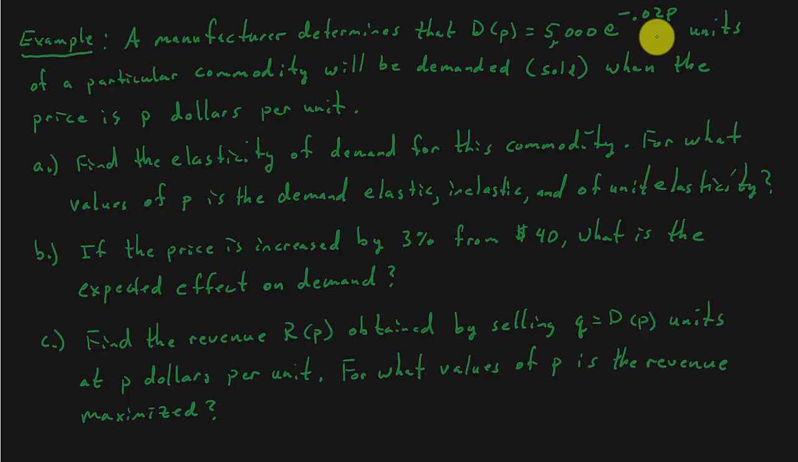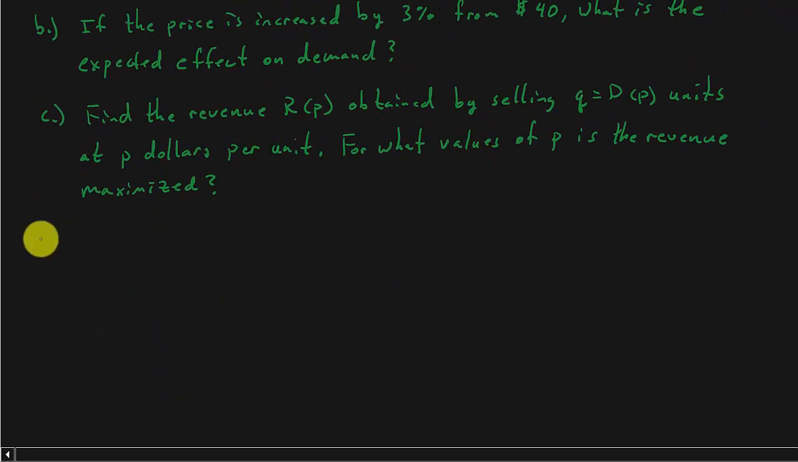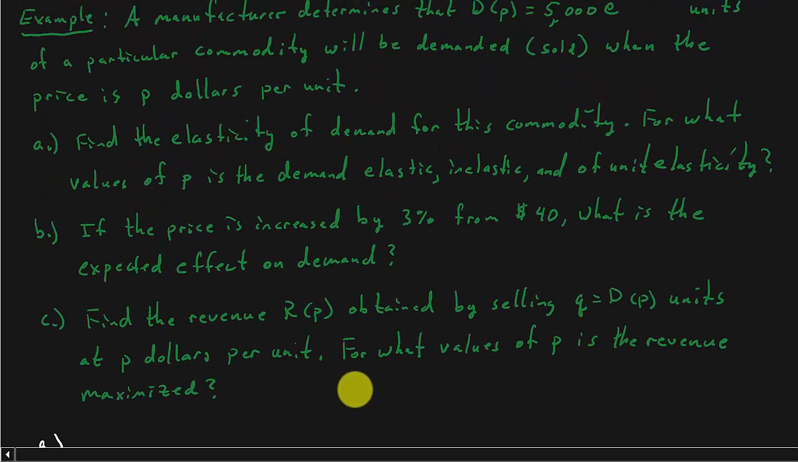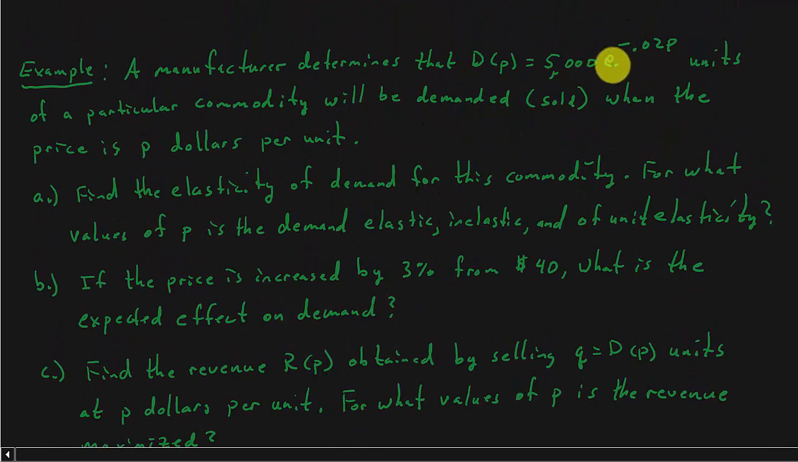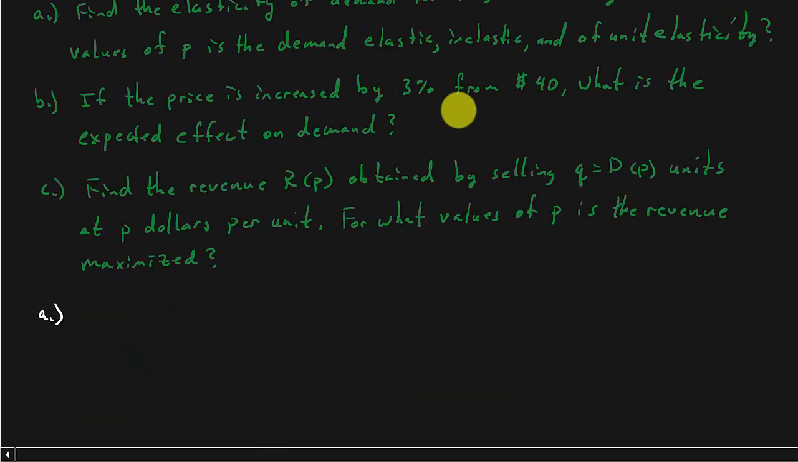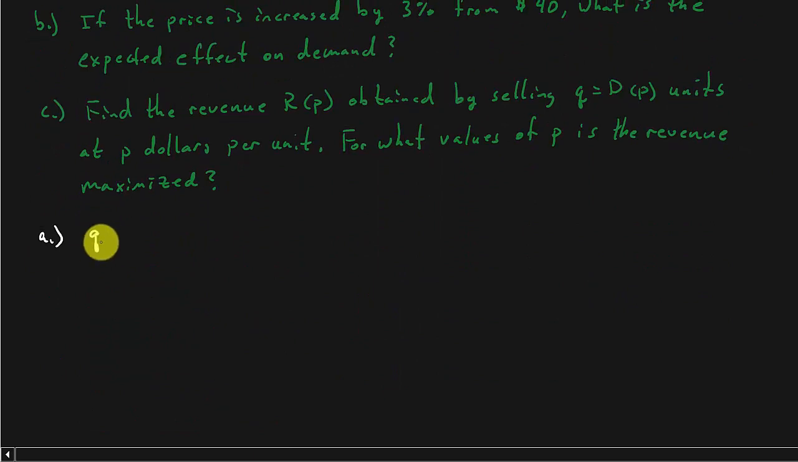All right, so let's look at part A. And let's go ahead and I'm just going to write this down. D of P equals 5,000 e to the negative 0.02 p, and remember the D of P, you can write that as Q equals 5,000 e to the negative 0.02 p. I went over that, the D of P and Q, we discussed that in that previous video.